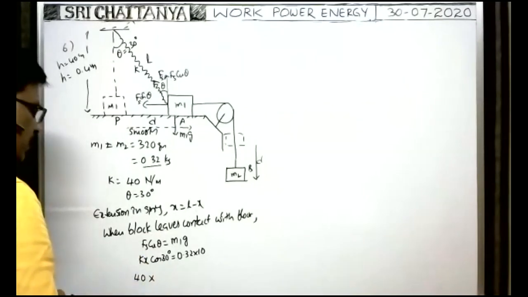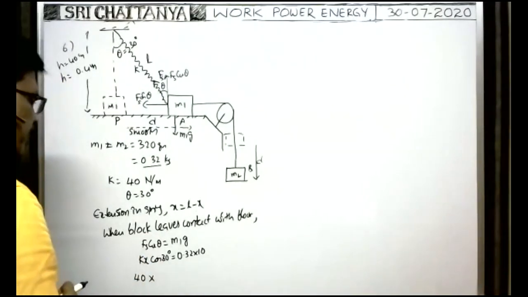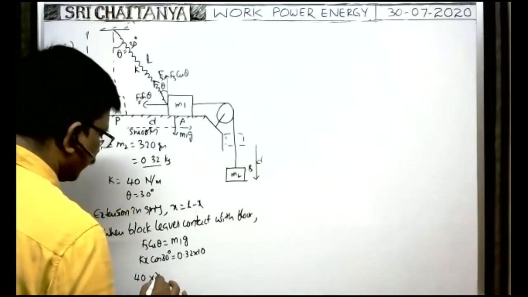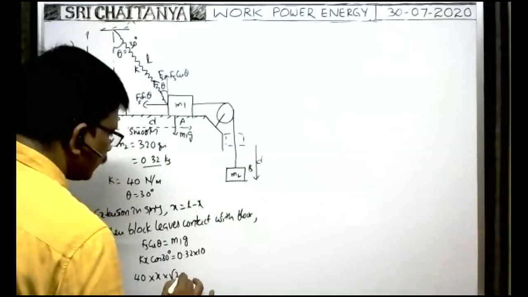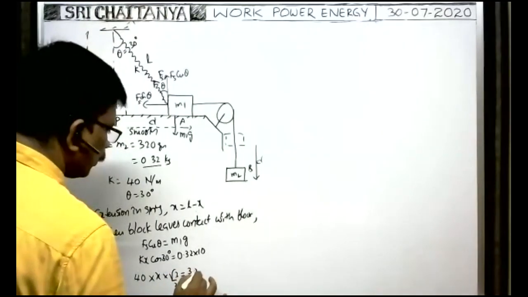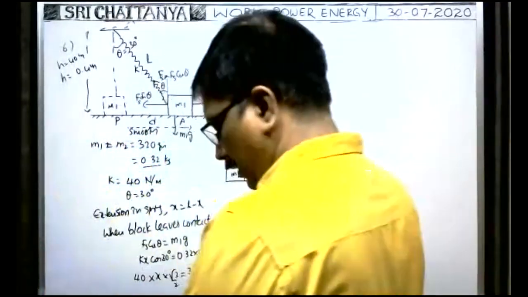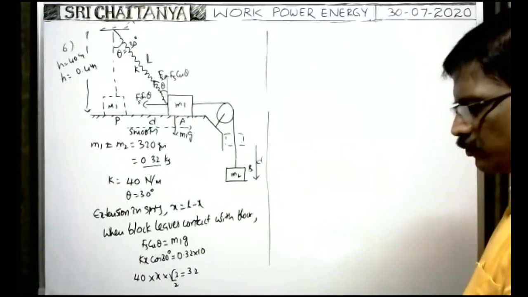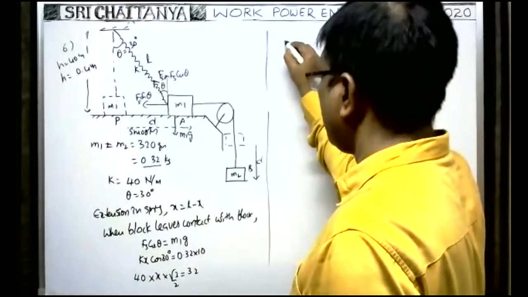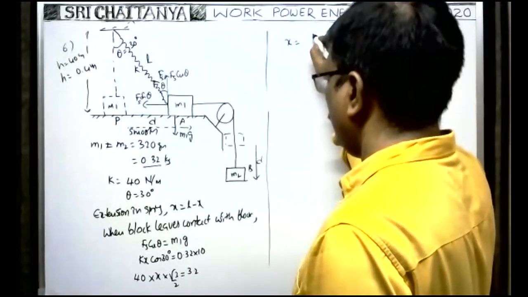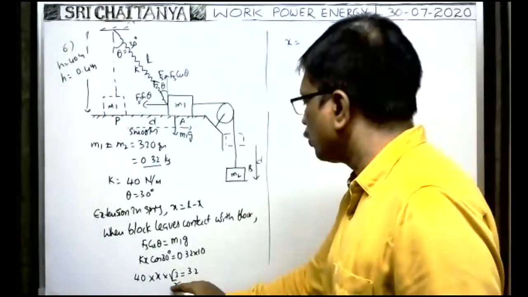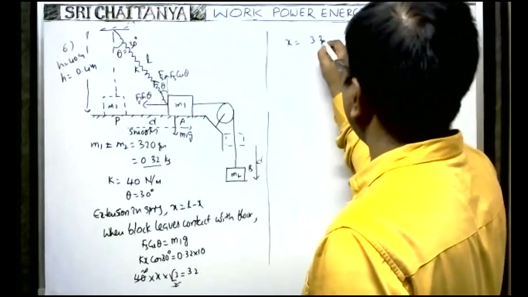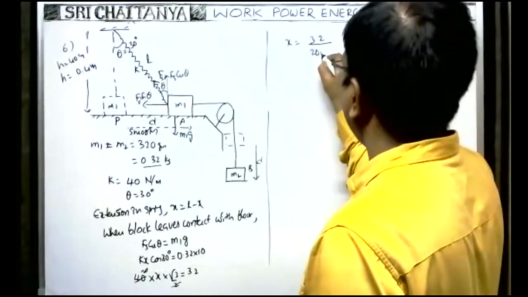What about the extension of the spring? The extension of the spring we have to calculate. So the extension of the spring is equal to x, which we have to calculate, into cos 30, that is root 3 by 2, is equal to 0.32 into 10, that is 3.2, you will get. Therefore, from this you find the x value. x is equal to 3.2 by 20 root 3.